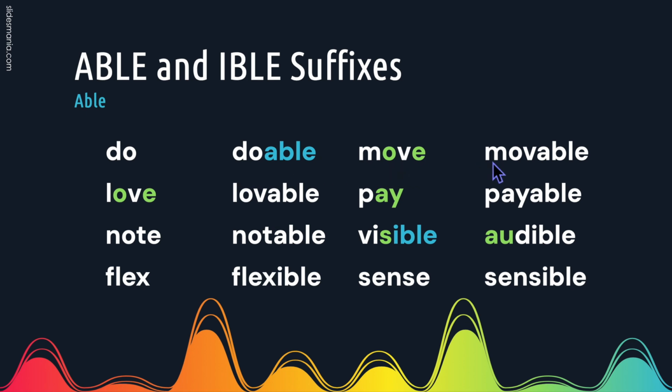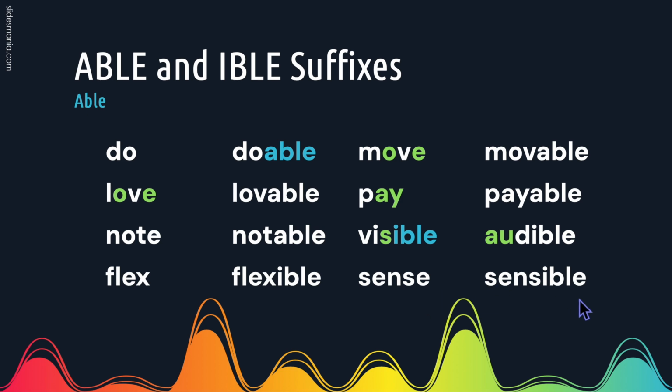Here is move, movable. This O is going to schwa and sound like uh, and this E is just there to keep the V from being the last letter of the word. So here we have love, lovable. AY says A, pay, payable. Note, notable. This S will take on its second sound of Z, visible. AU says aw, audible. Flex, flexible. So something that is flexible can be flexed or bent.